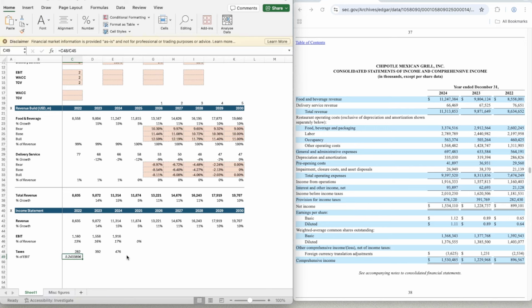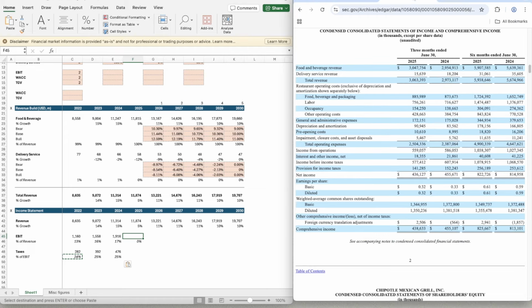So the tax rate this year is just over 24%, and that's holding fairly steady over the last few years. Let's now have a look at the income from operations for the first 6 months of the year.